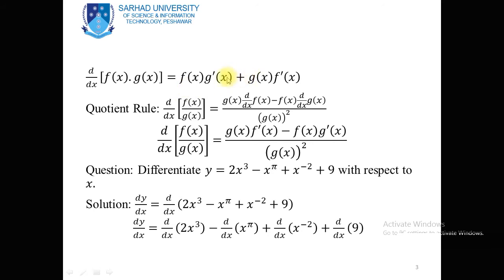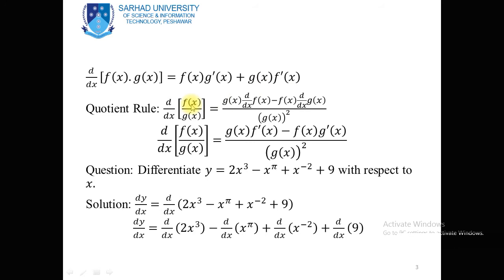Like in the product rule, you see over here, f is the first function, g is the second function. So f into the derivative of the second function plus the second function into the derivative of the first function. Apply the derivative to the second function in the product rule: the first function will be as it is, and take the derivative of the second function, plus the second function will be as it is and take the derivative of the first function.